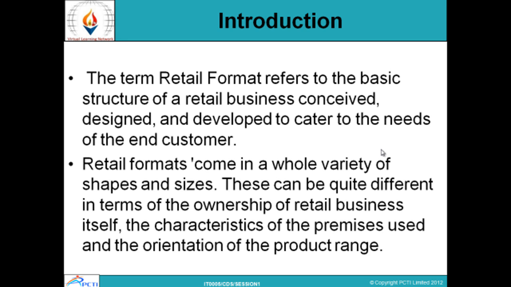Retail formats come in a whole variety of shapes and sizes. These can be quite different in terms of the ownership of the retail business itself, the characteristics of the premises used and the orientation of the product range. So these are different in the way the retail business is owned, the characteristics of the premises, as well as the orientation of the product range.